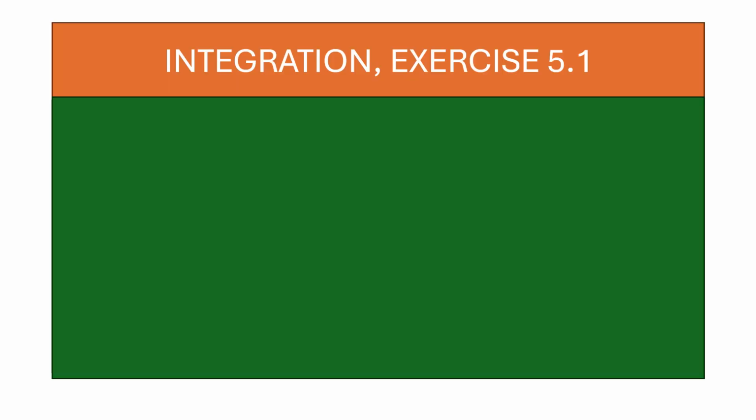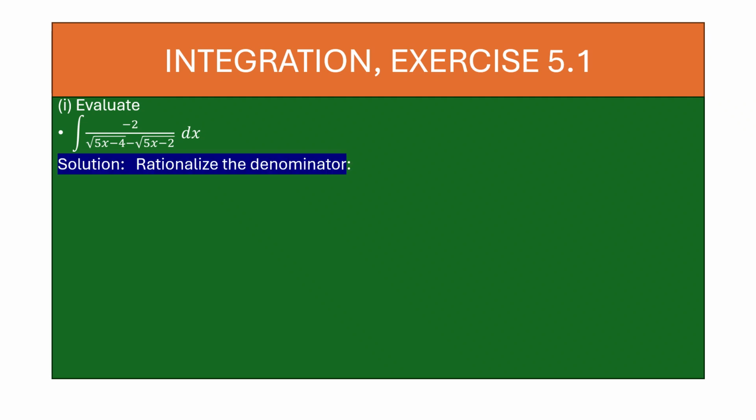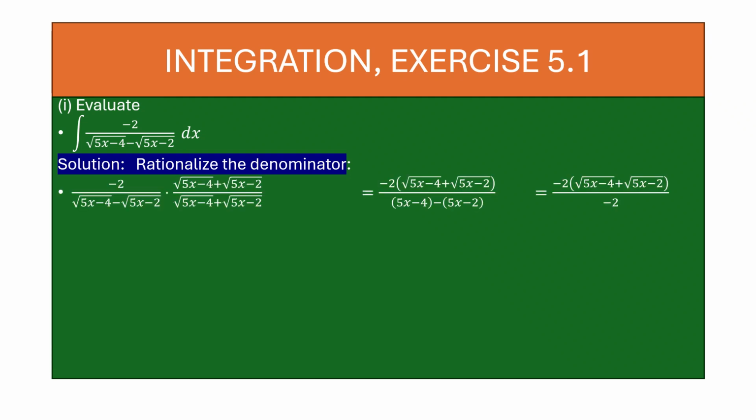After the formulas, let's understand how to solve these type of questions. So we need to evaluate minus 2 divided by root 5x minus 4 minus root 5x minus 2. If these type of questions are given, you need to rationalize the denominator. Now I believe you know how to rationalize the denominator. All the terms remain same, only the sign is changed. So when you multiply numerator and denominator by the same number, you will get this on the screen. So you cancel this and you're left with root 5x minus 4 plus root 5x minus 2.